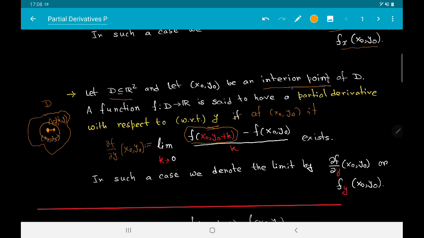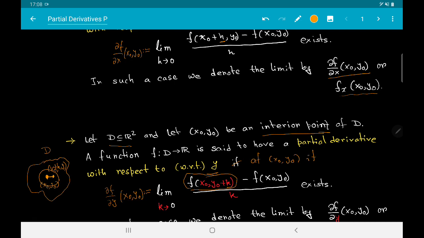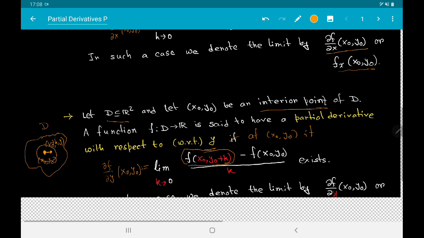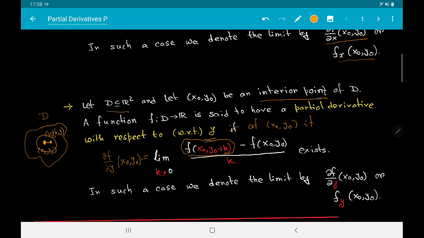So an existence of an interior point guarantees that for all small values of k here and h here, these quantities are defined. So just to make the discussion complete, how would this point look like? This point will be on a line which is vertical from the point x0, y0, and it will be somewhere here. So this point will look like x0 comma y0 plus k.